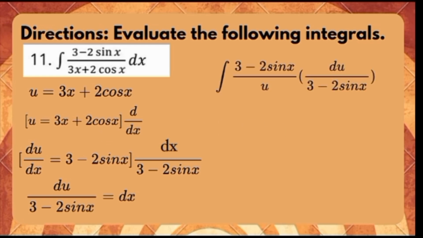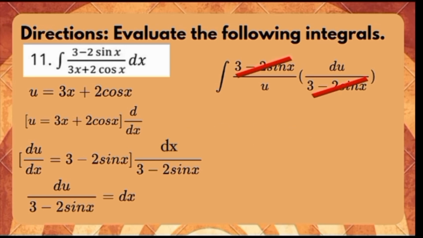Now, pwede na natin gawin yung substitution. And to do that, i-replace natin ang denominator sa u at ang dx naman ay papalitan ng du over 3 minus 2 sine x. So, the integral of 3 minus 2 sine x over u and our dx is equivalent to du over 3 minus 2 sine x.